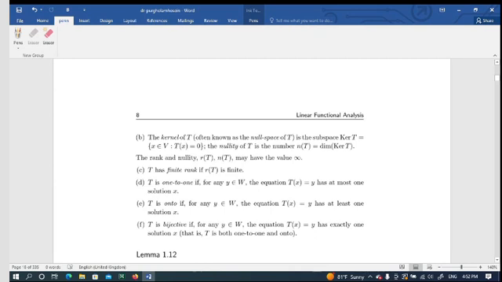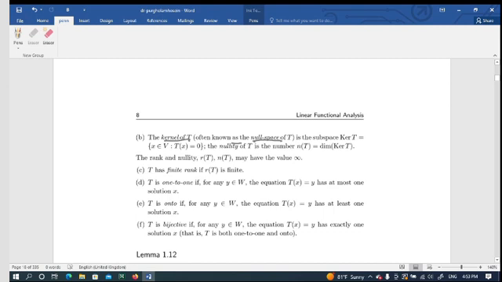The kernel or the null space of T be denoted by K of T. This is the set of all x in V such that T of x equals 0.